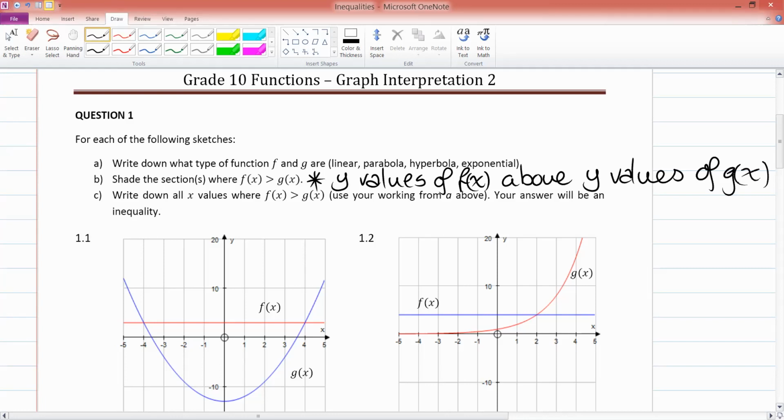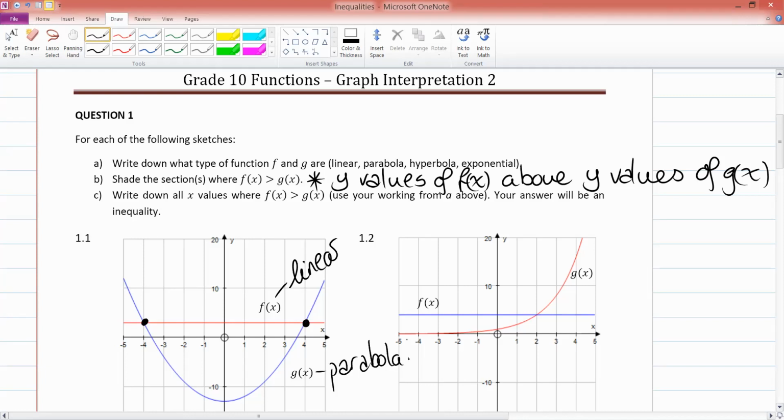Okay, so the idea is you're always going to look at the y values and see at which particular points are the y values of f of x strictly above the y values of g of x. And the first reference point is the point of intersection. So this point here, looking at 1.1, these 2 points, we're going to use those in our answer, right? So what's f of x? F of x is a linear graph, okay? And g of x is a parabola.